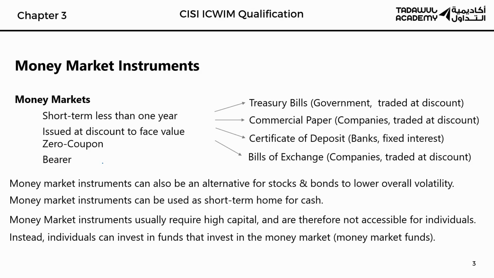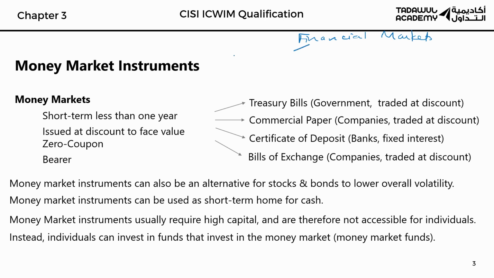The second type of investment that we have, the second safest, are money market instruments. Financial markets are generally divided into two types.